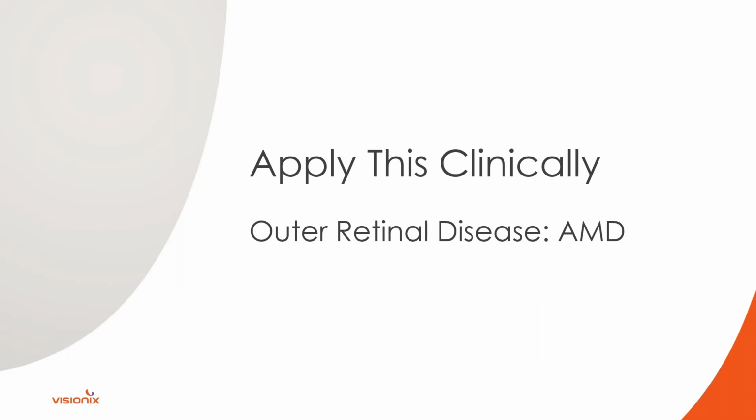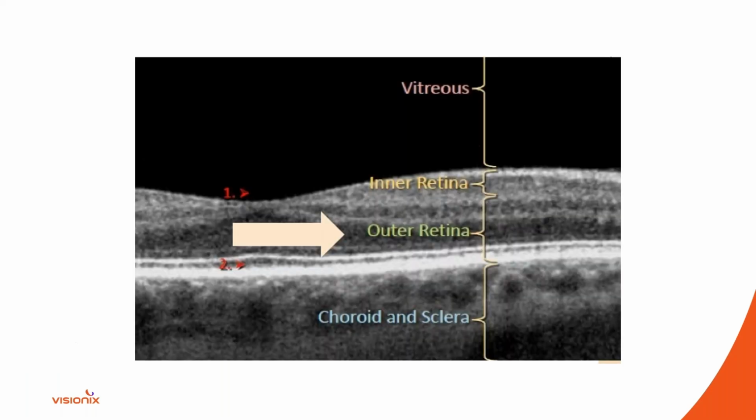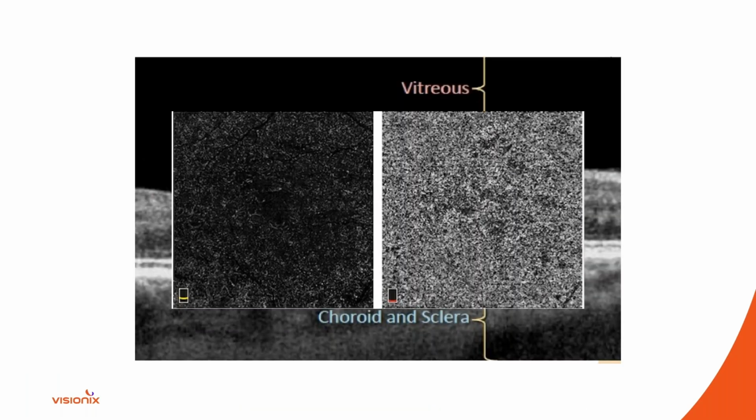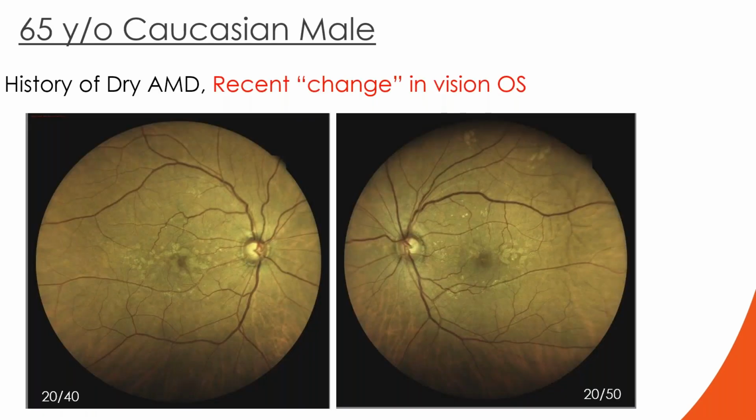Okay, so let's skip over to outer retinal disease now. So remember that outer retinal disease, a perfect example is something like age-related macular degeneration. And remember that now we're looking at the avascular area around the RPE and the choriocapillaris. So we're switching gears now, we're shifting to the lower slabs because these disease processes happen lower down in the retina.